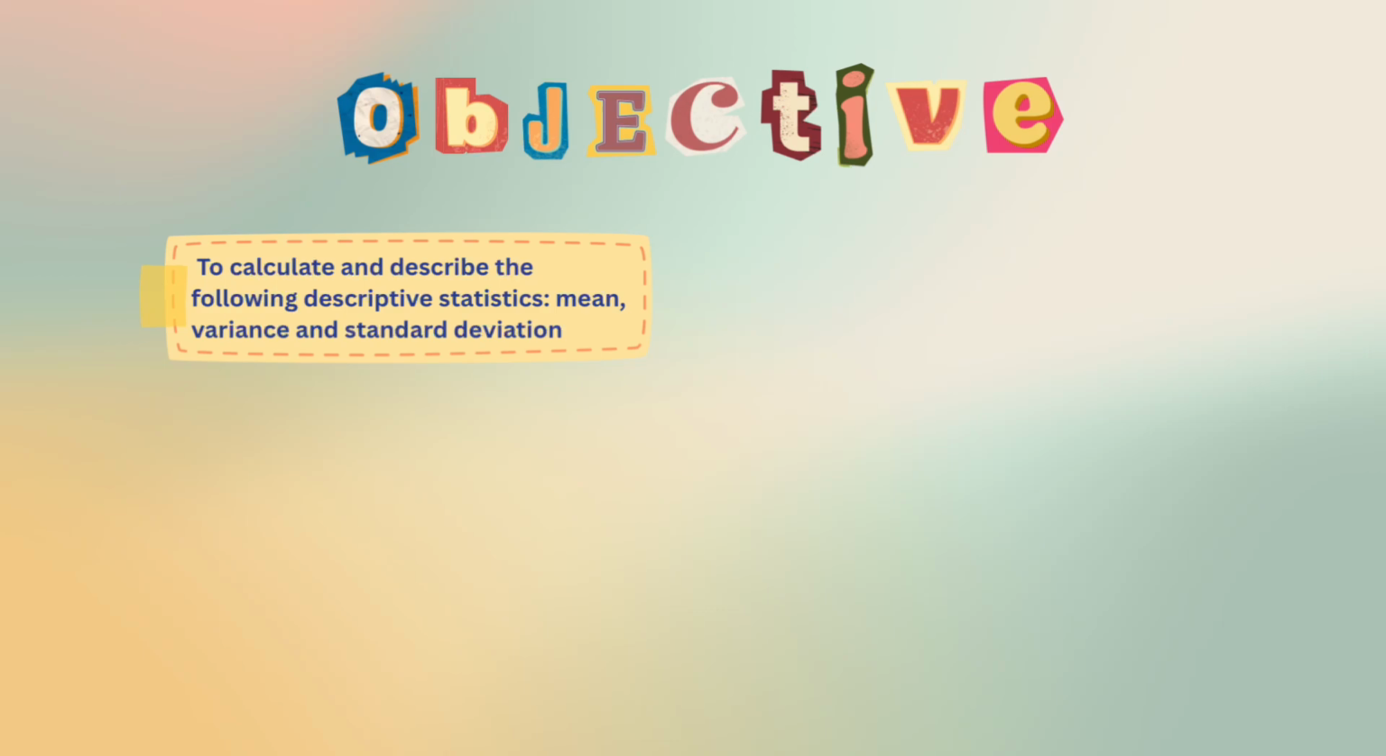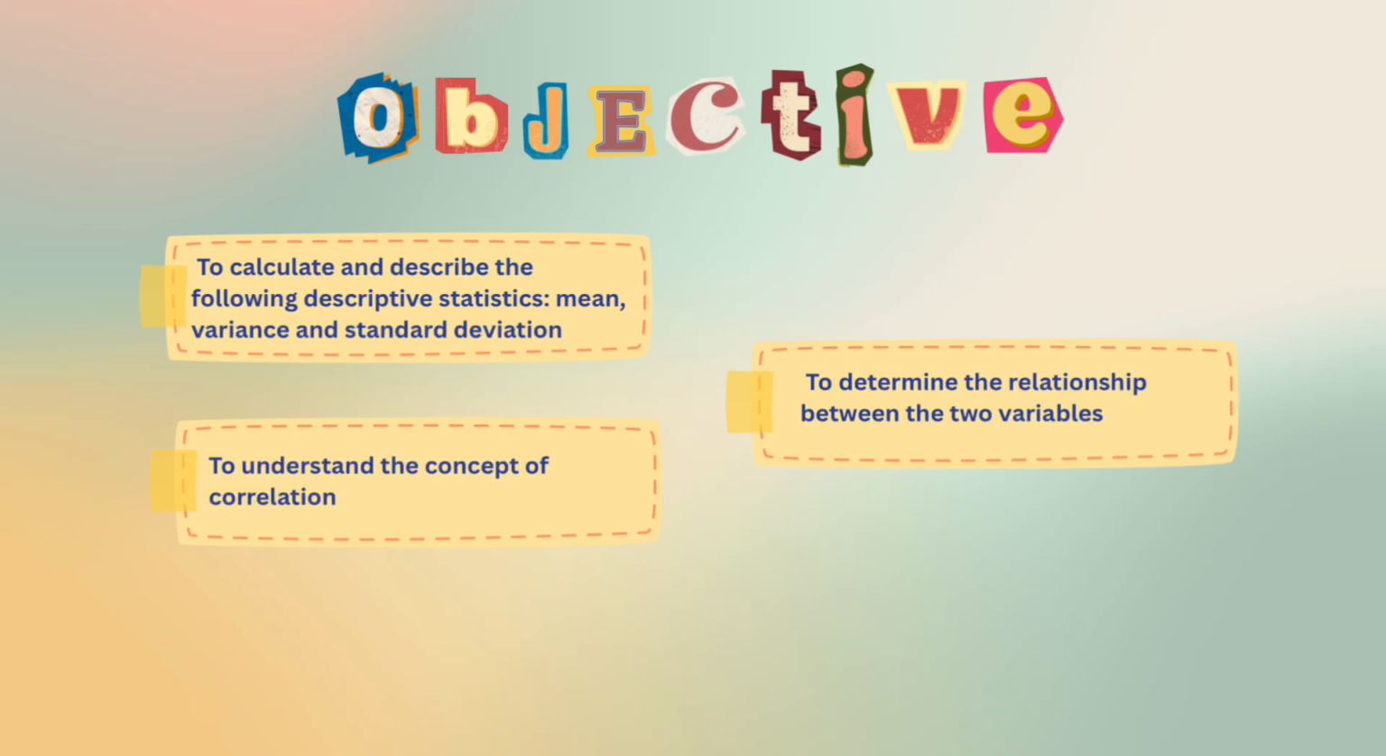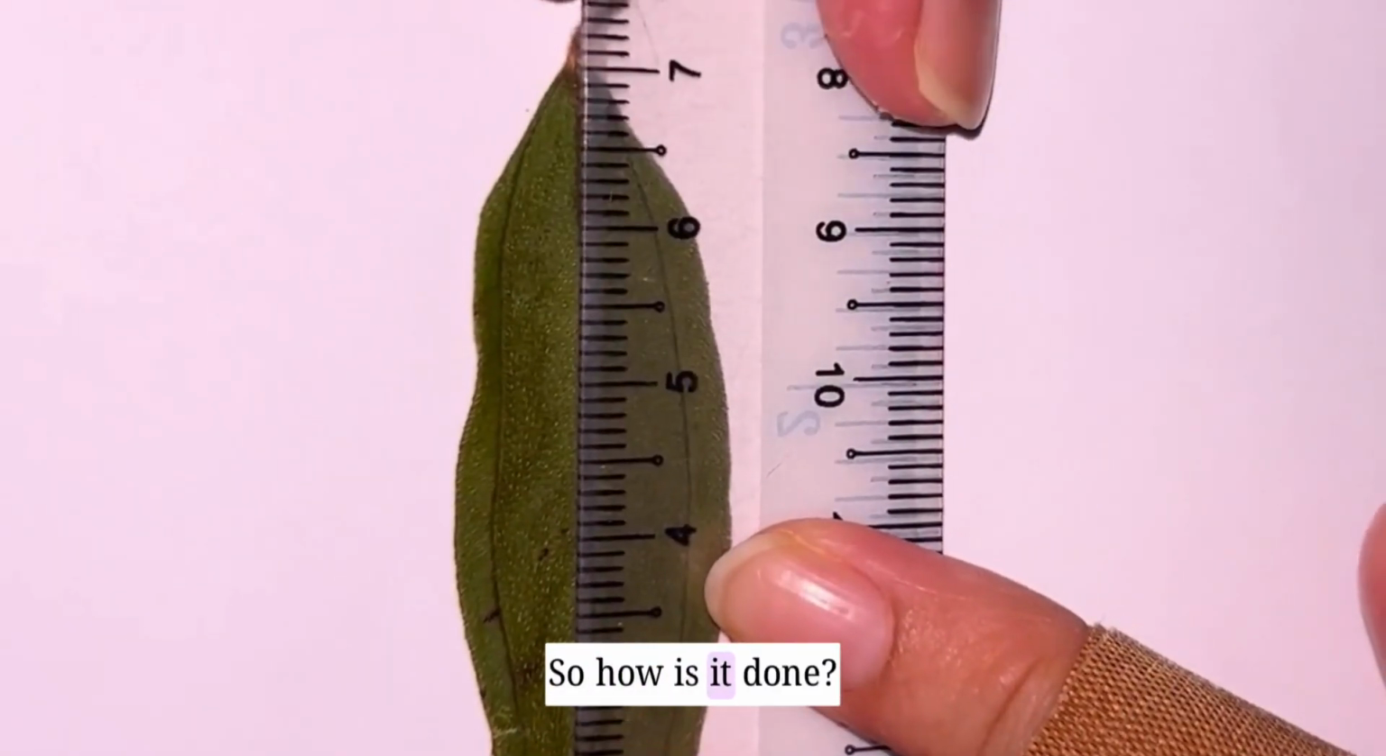So, the objectives of this practical are to calculate the mean, variance, and standard deviation, to understand the concept of correlation, to determine the relationship between leaf length and leaf width. So, how is it done?